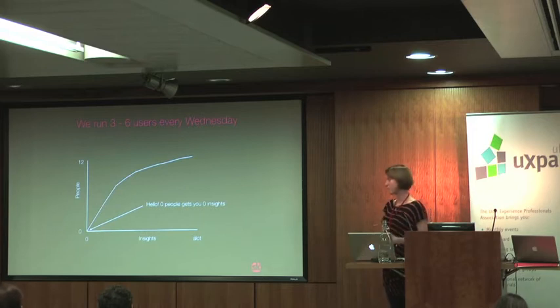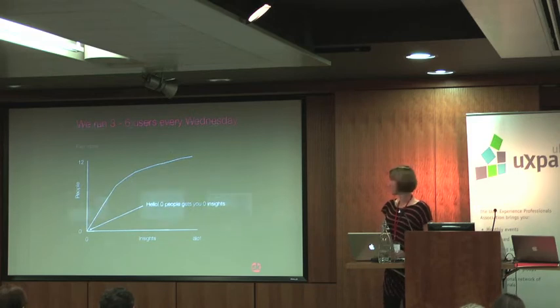So having this constant rhythm of research is also good for the team. They know what to expect. Every Wednesday, 3 to 6 users. So it's not as snappy as like 5 users every Friday, but we're certainly learning a lot.